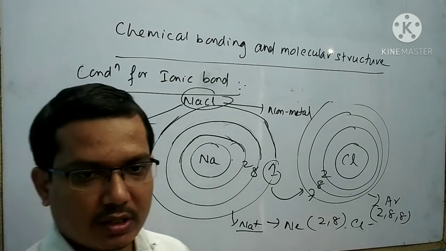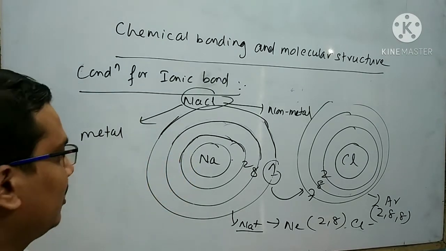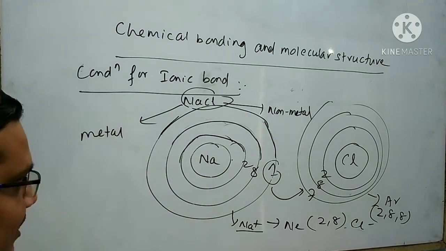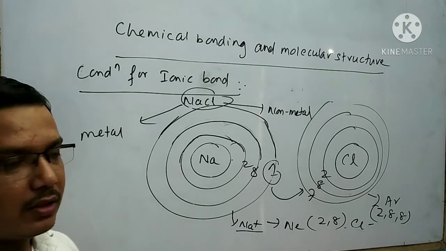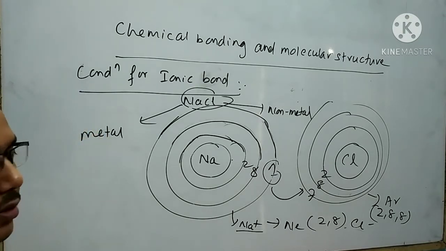Second condition: the metal atom must have low ionization energy. The sodium atom must have low ionization energy because the sodium atom can lose the electron when it has low ionization energy.